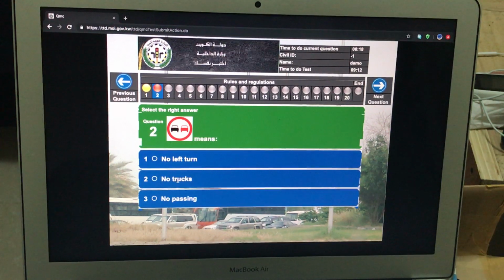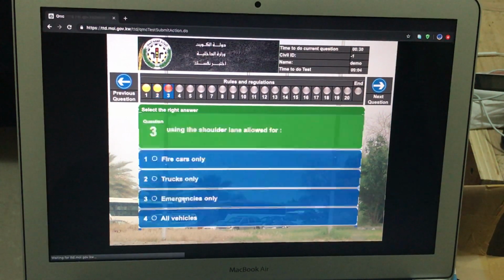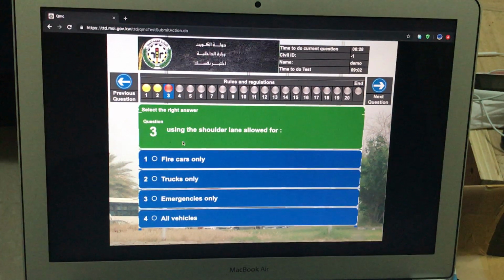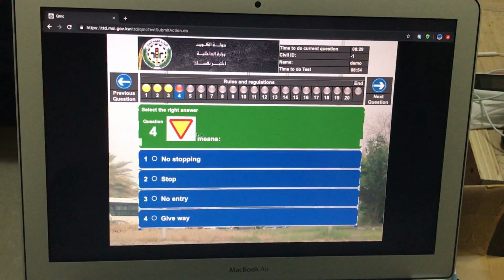Here there are two cars coming and there is a round sign. That means no passing, no overtaking. The third question is, using the shoulder lane allowed for what? The shoulder lane is only allowed for emergency only. And the fourth question is the opposite triangle. So a reverse triangle means give way.